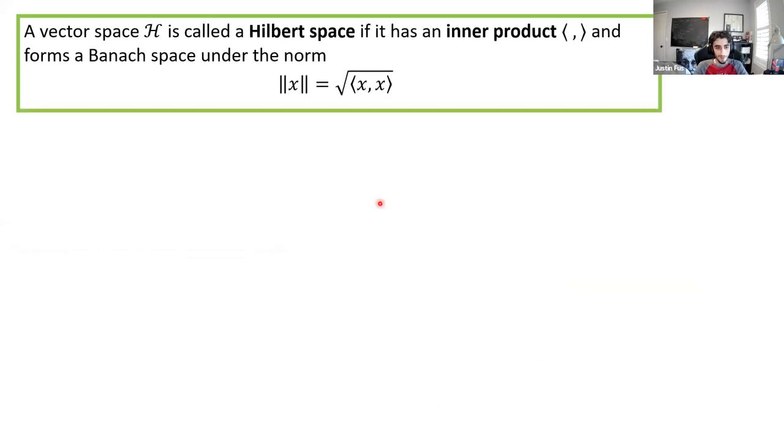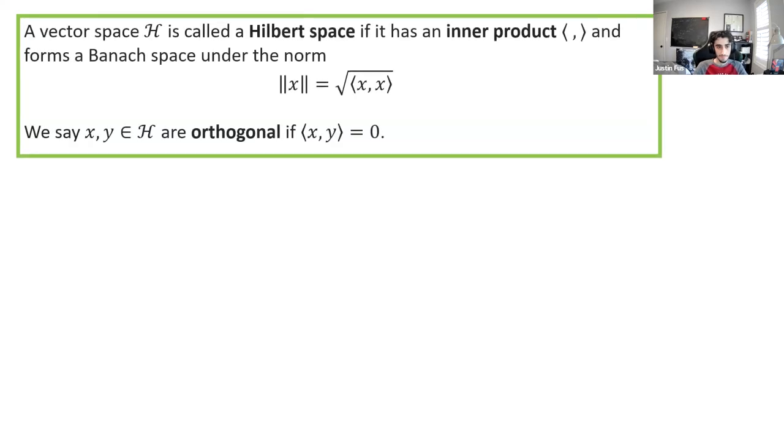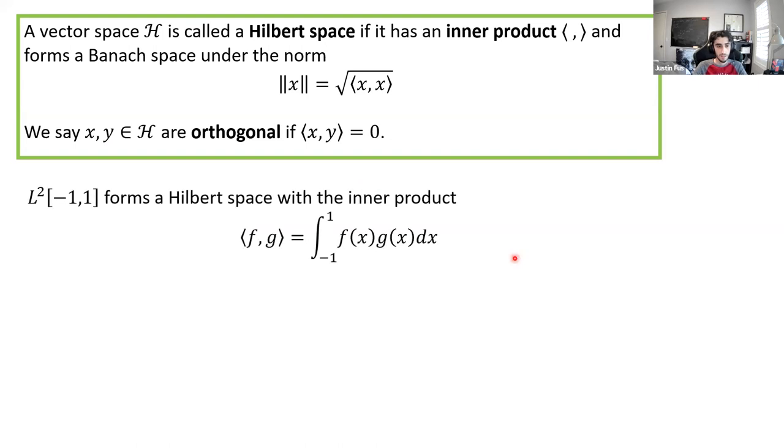Okay. Now, the final bit of this seminar is we'll talk about Hilbert spaces. A Hilbert space is simply a vector space with an inner product that forms a Banach space under this norm. So basically a dot product, but more generalized. Two vectors are orthogonal if their inner product is 0. In L2, we can define an inner product by integrating the product of the functions.